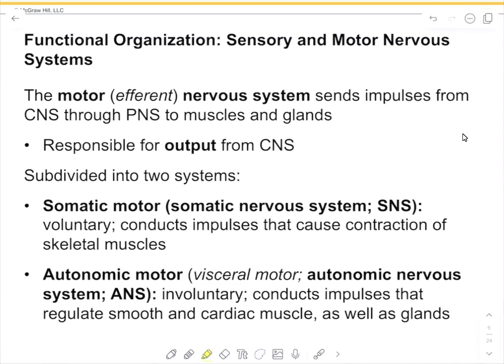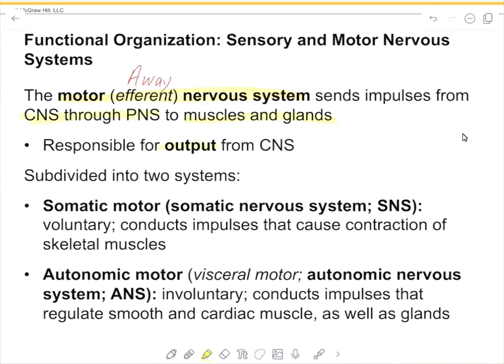Information that leads away from the brain is classified as the motor or efferent nervous system. And efferent means away from. So it takes information away from the central nervous system through the peripheral nervous system to either muscles or glands. So it's responsible for output.